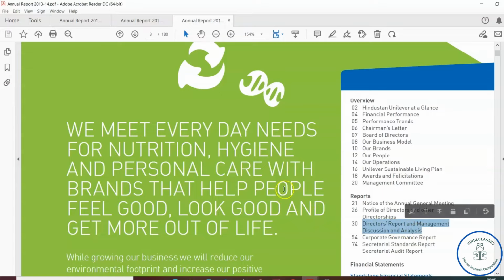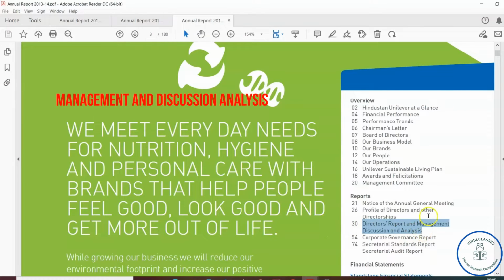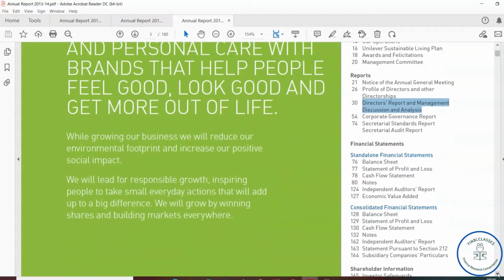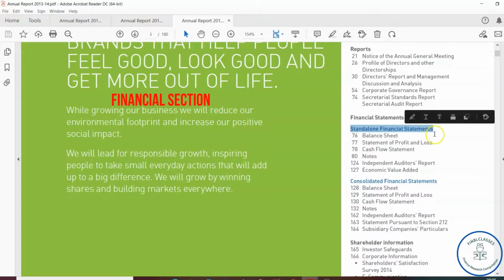It will give you a small report on the key ratios and the performance ratios, which is shown by the internal financial analysts. They have their own workings, and they will be showing that to you with the help of the performance key ratios, right? Then our main purpose is to get into the financial statements. You find that there are two financial statements: the standalone financial statements and the consolidated financial statements.